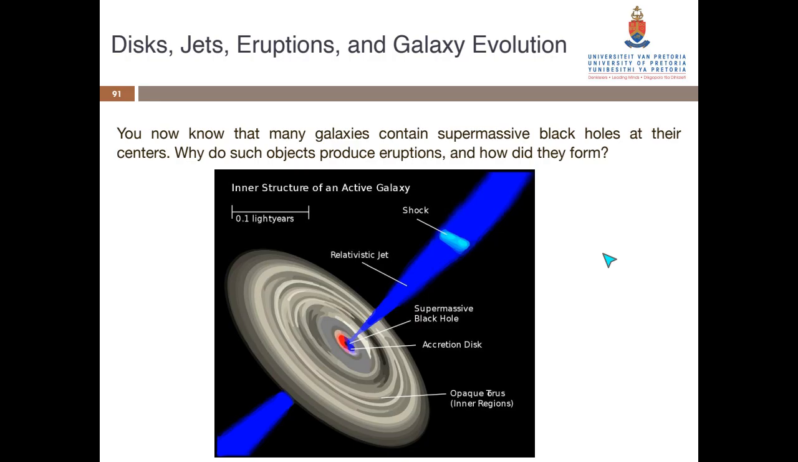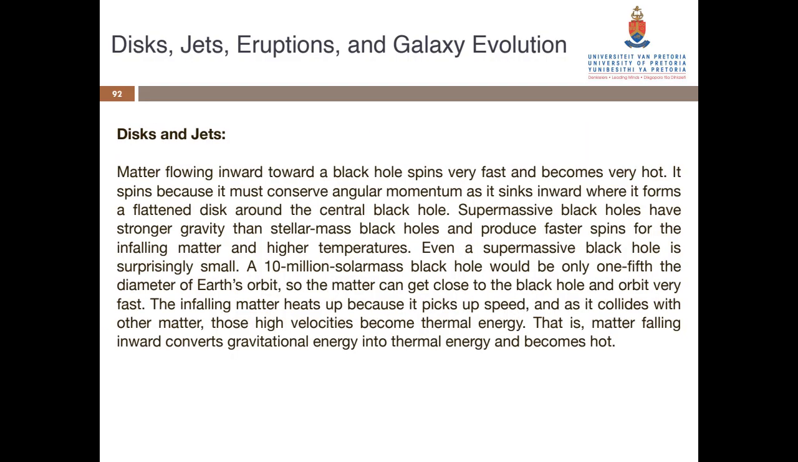So the infalling matter heats up because it picks up speed. And as it collides with other matter, those high velocities become thermal energy. That is, matter falling inward converts gravitational energy into thermal energy and becomes hot. Theoretical calculations predict that the high temperature puffs up the inner part of the disk and makes it thick.